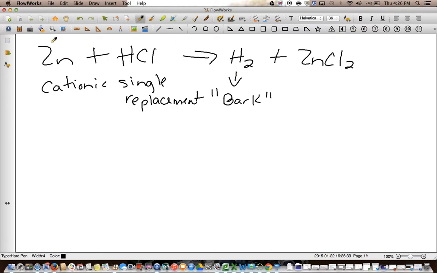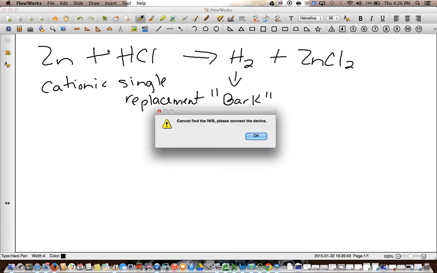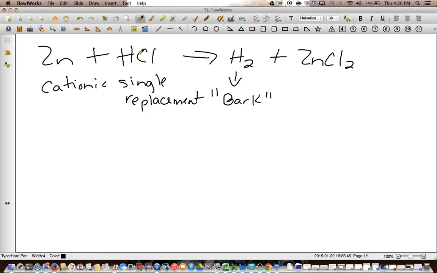Let's take a look at balancing here. I have 1 zinc, 1 zinc, 1 hydrogen, 2. So I'm going to put a 2 there, which gives me 2 chlorine, 2 chlorine. We're balanced. And we already said cationic single replacement. So make sure you're looking for those 3 things tomorrow.